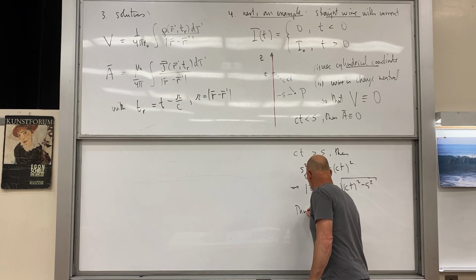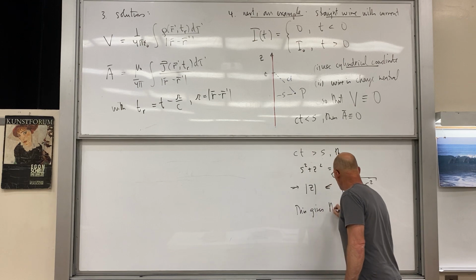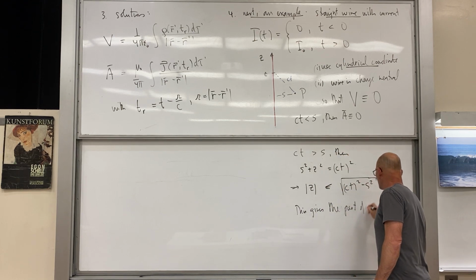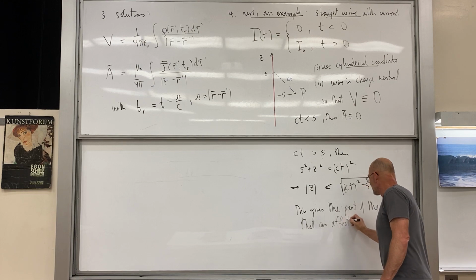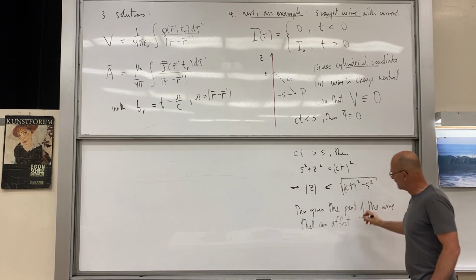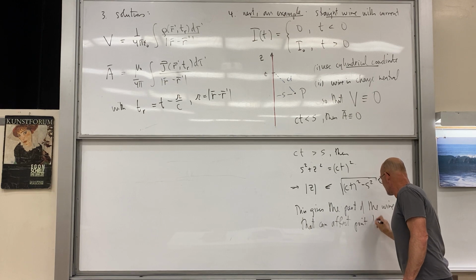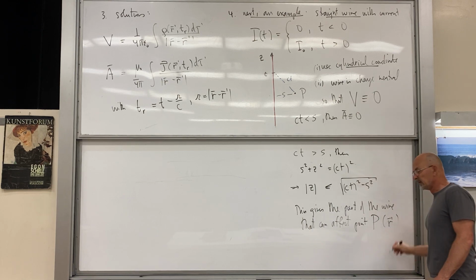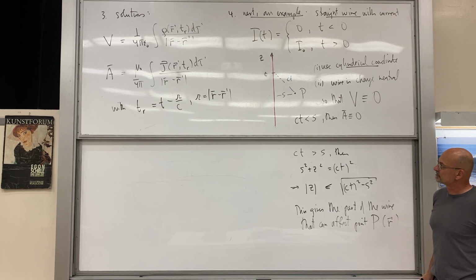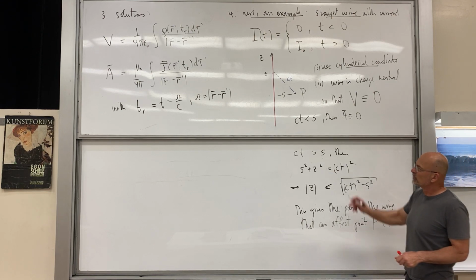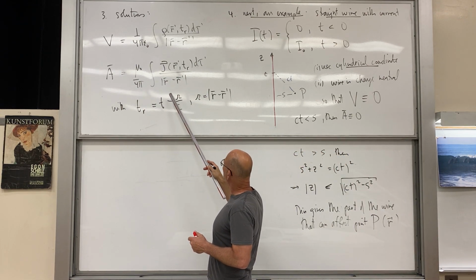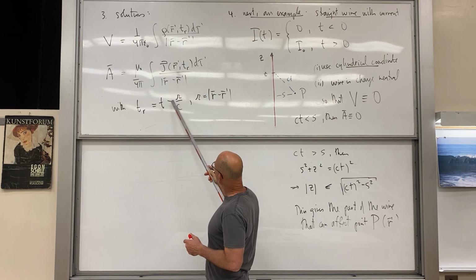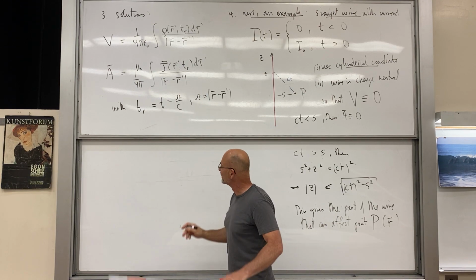So this gives the part of the wire that can affect point P, which is a point R. Yeah, I should have written the arguments in here. This is A of R and T. That R right there, T is built into the. Let's just go ahead and put that here.